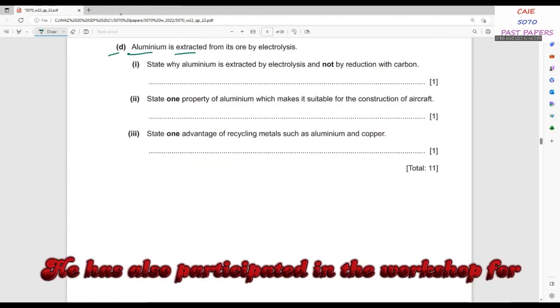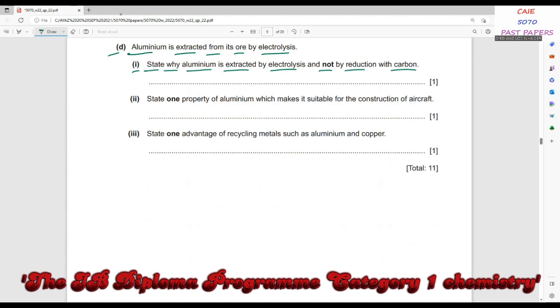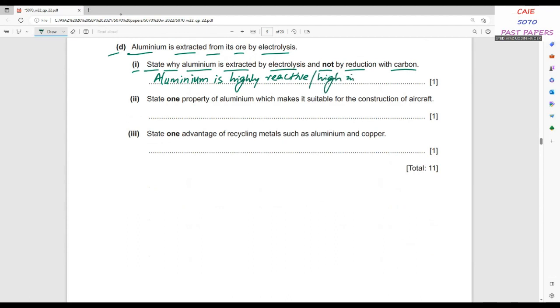D. Aluminium is extracted from its ore by electrolysis. Number one, state why aluminium is extracted by electrolysis and not by reduction with carbon. Simply, it's more reactive, or high in the reactivity series. Aluminium is highly reactive, high in the reactivity series.